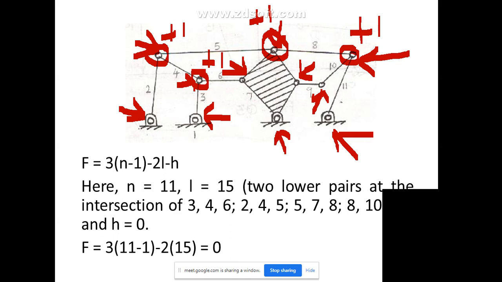So 2 lower pairs will come at these joints, making it a total of 15 lower pairs. And then if you substitute these values in the given equation, you will be getting 0. What does this 0 mean? You can't give motion to this because it is completely fixed. This is a structure. You can't move any of the links. It will not give any definite motion if you give, so no input links can be given. This is completely a locked one. This is 0.